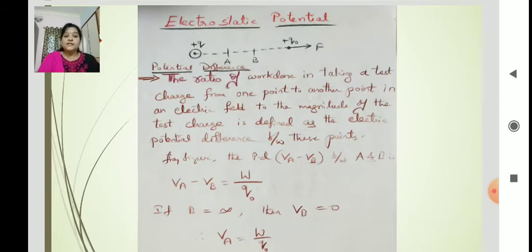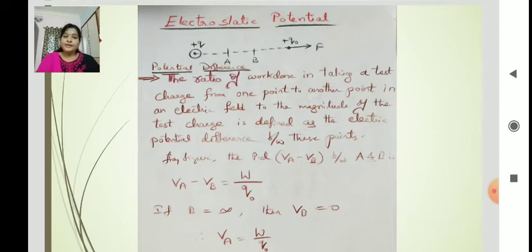The work done in bringing this test charge from one point to another point in an electric field, divided by the magnitude of the test charge, is defined as the electric potential difference between these 2 points shown in the figure as A and B. So, in order to overcome the repulsive force, some work is to be done on plus Q naught. This is the test positive charge.